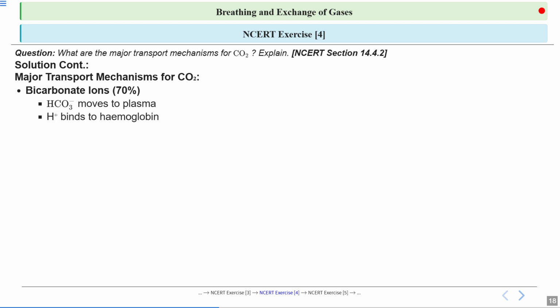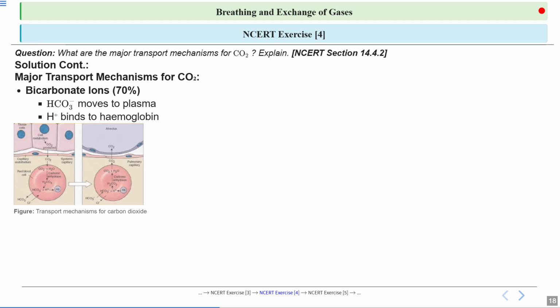Now, HCO3 moves to the plasma. Once the HCO3 is formed, it is moved to the plasma and hydrogen ion binds to the hemoglobin. That we have already discussed here.